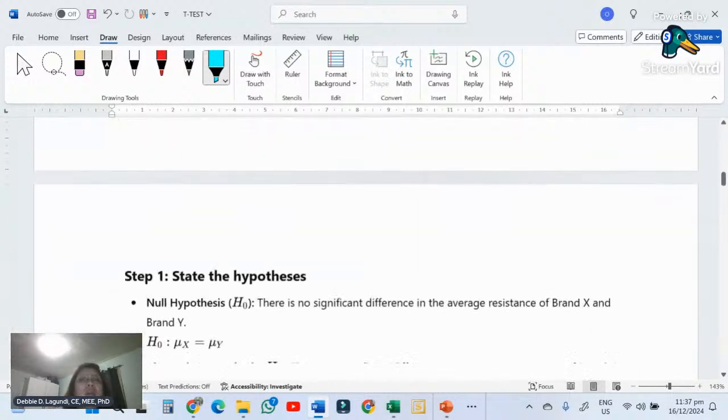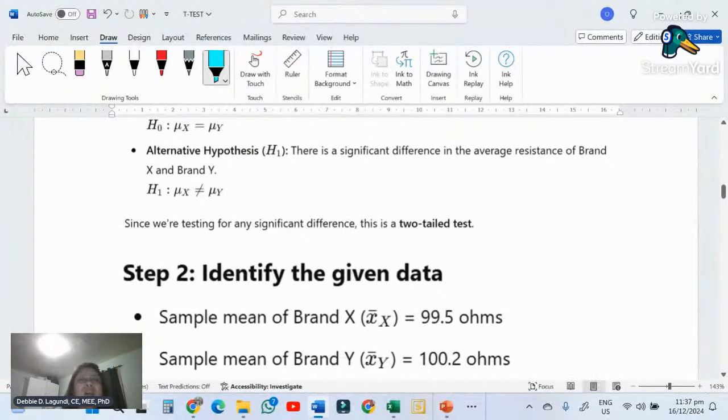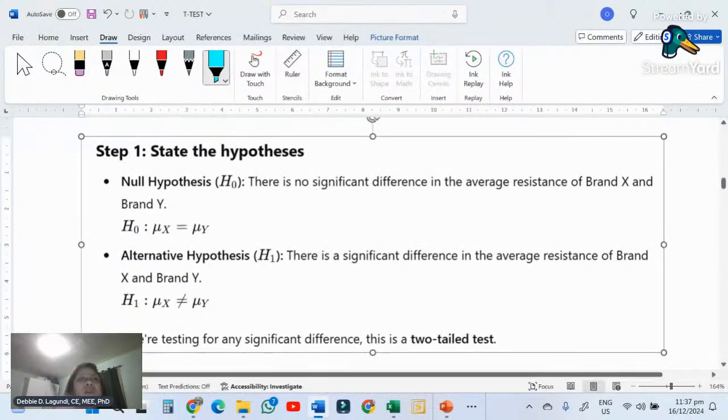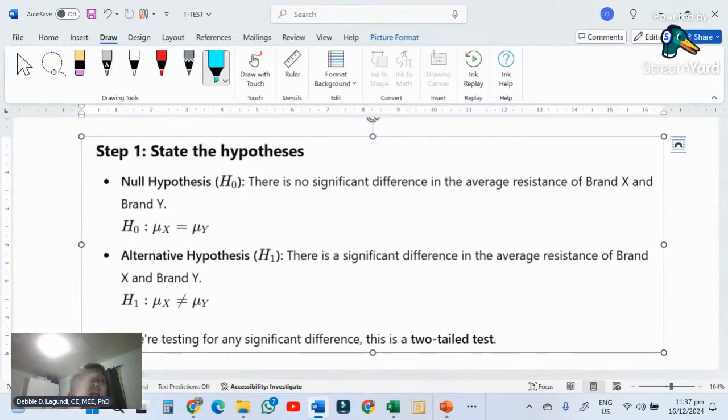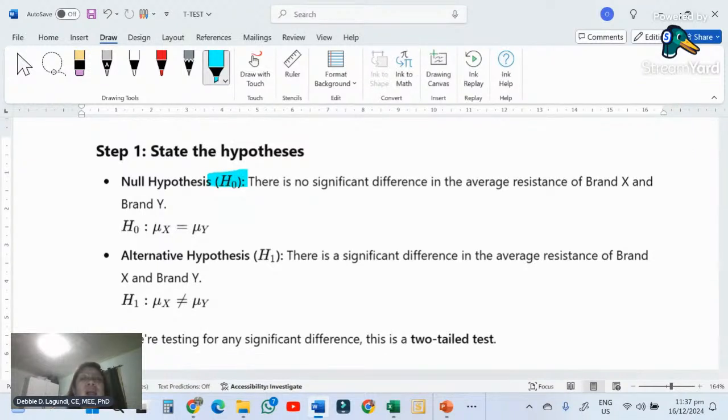Okay, so now what we will do is substitute the values in the equation, but let's read this one. In your exam, you're going to formulate your null hypothesis, H0. The null hypothesis here is that there's no significant difference in the average resistance of brand X and brand Y. And the alternative, which is HA, the one we're using, I apologize for the other notation that has been used here, but it's the same: HA, H1, or whatever.